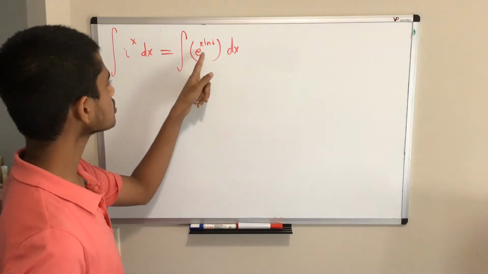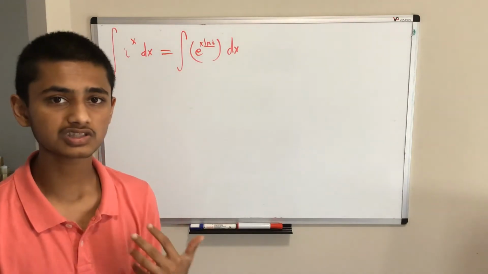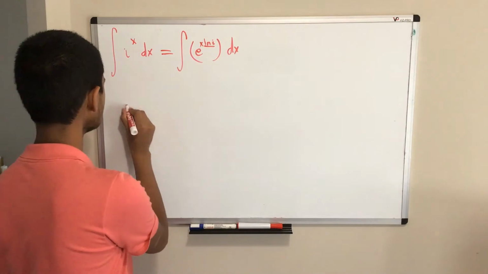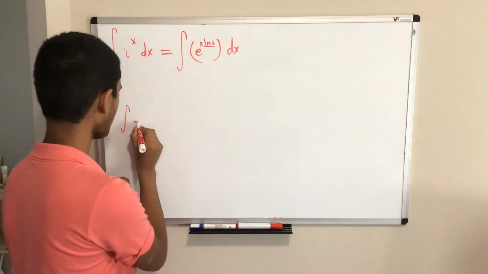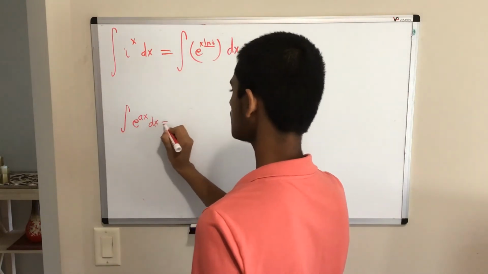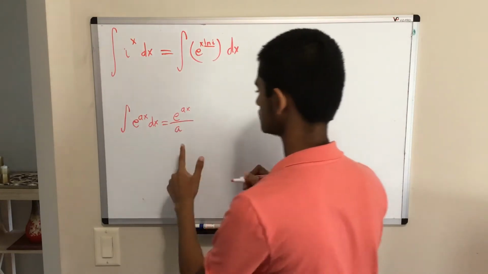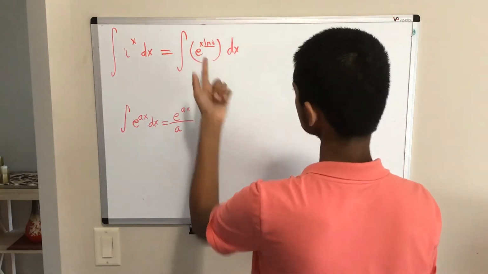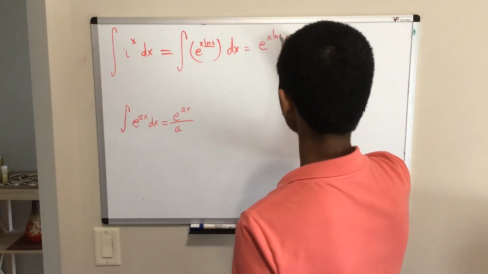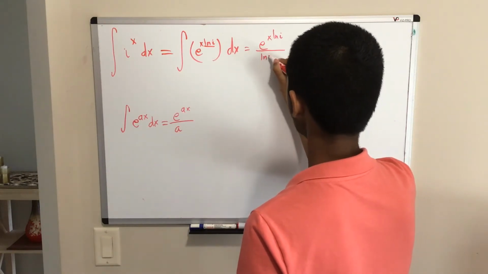And now all we have to do is try integrating this. And we notice that ln of i over here is simply just a constant, which means we can apply some pretty basic rules to this. So suppose we have the integral of e to the power of some constant a times x dx. We can rewrite that as e to the ax divided by the same constant a. So we can just apply this over here, and that leaves us with e to the x ln of i divided by ln of i.